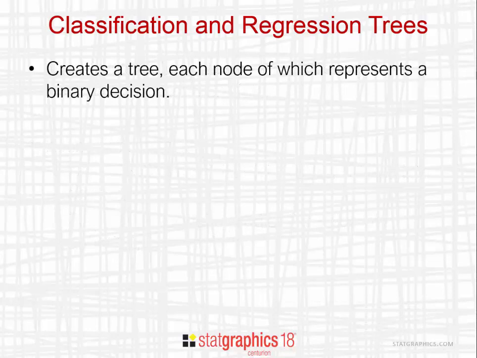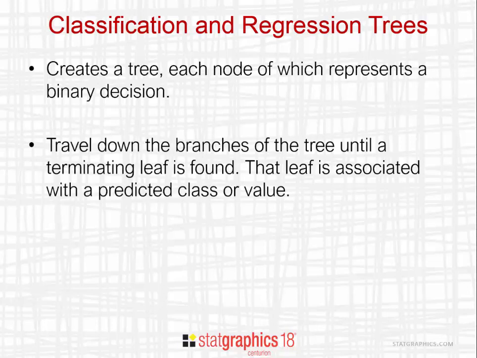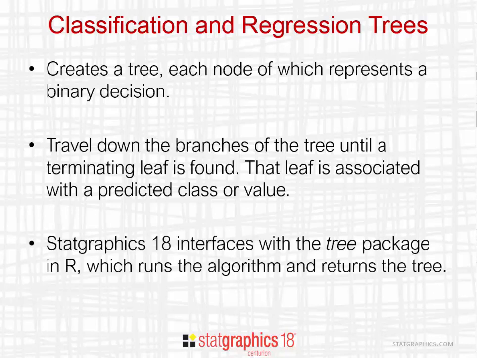The procedure creates a tree, each node of which represents a binary decision. We travel down the branches of the tree until a terminating leaf is located. That leaf is associated with a predicted class or value. Statgraphics 18 interfaces with the tree package in R, which runs the algorithm and returns the tree.